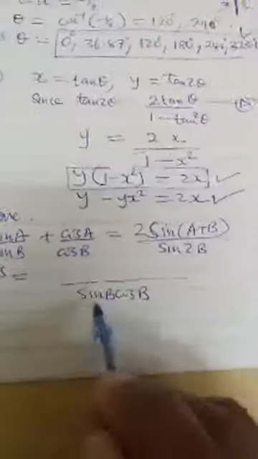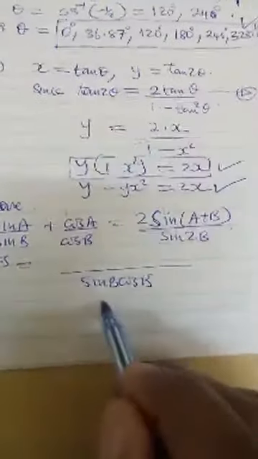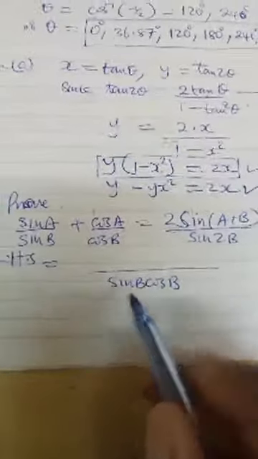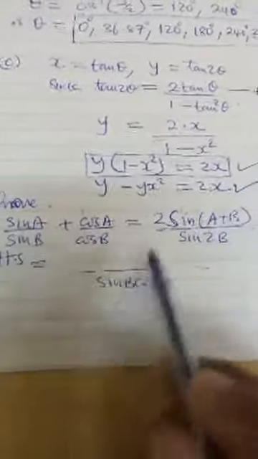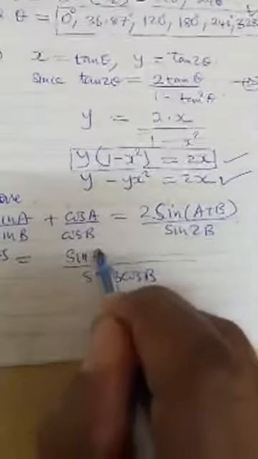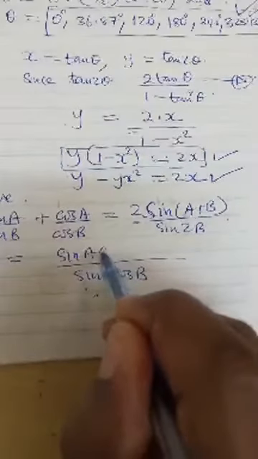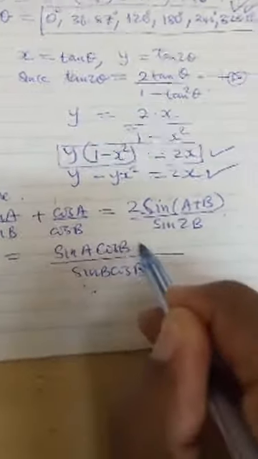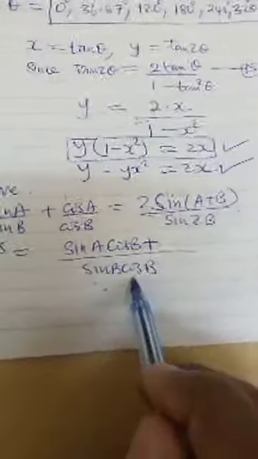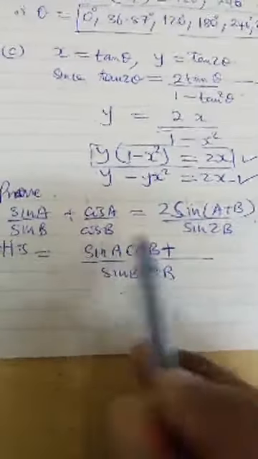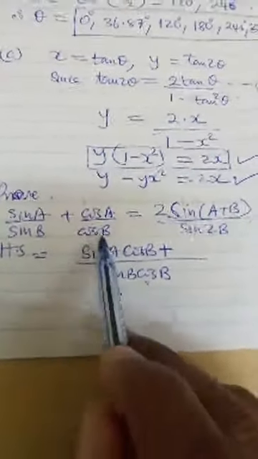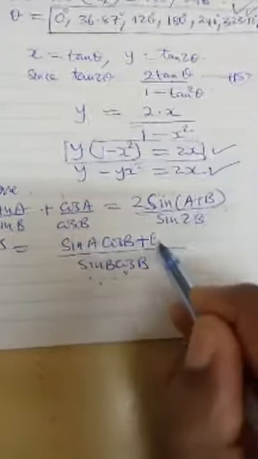The LCM for the left-hand side becomes this. When I divide this with the sine of B, the sine of B will cancel, so I will stay with sine A cos B, and then I'll put a plus. When I divide this by cos of B, notice that the cos of B will cancel, then I will get cos.